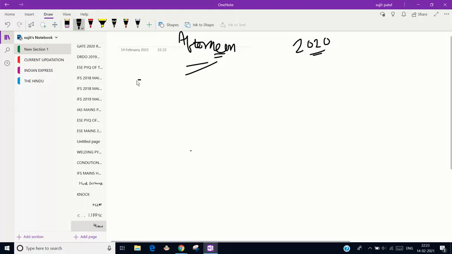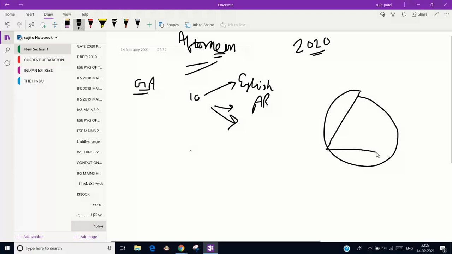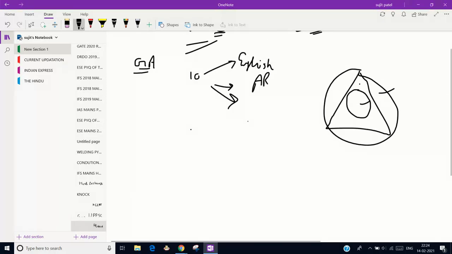Without wasting any time, let us talk about the general aptitude section. There are 10 questions, some from English, very basic, some assertion reason. One question is from geometry: there is a circle and a triangle, and an inner circle, and we have to find the area ratio of inner to outer. These are the questions that I remember. This is memory based, so I remember about 3 to 4 questions.